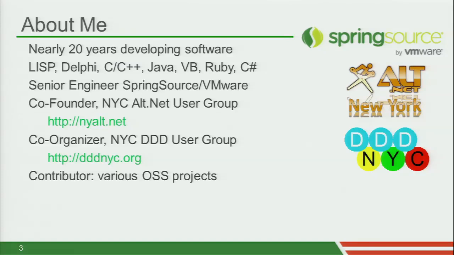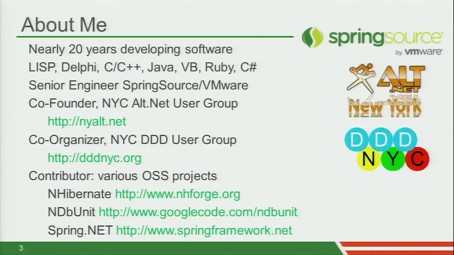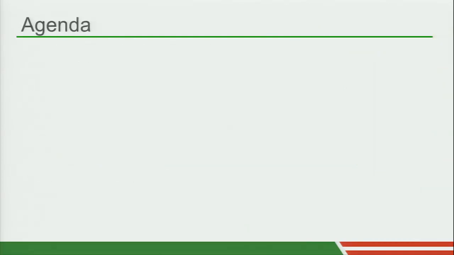I'm a contributor to a variety of open source projects. Probably the best known is the NHibernate Object Relational Mapper, which you of course will know as the .NET port of the Hibernate project in the Java space, but also things like NDBUnit. And in my capacity at SpringSource, I'm the program lead for the Spring Framework for .NET, which of course is also open source. In addition to that, I'm a Microsoft MVP, this year in Visual C#, and in past years in categories like ASP.NET and solution architecture.